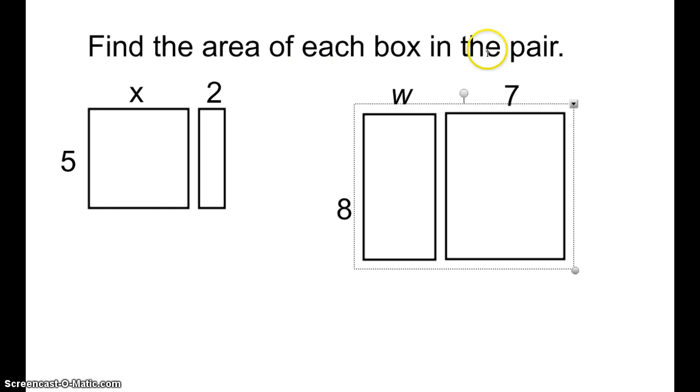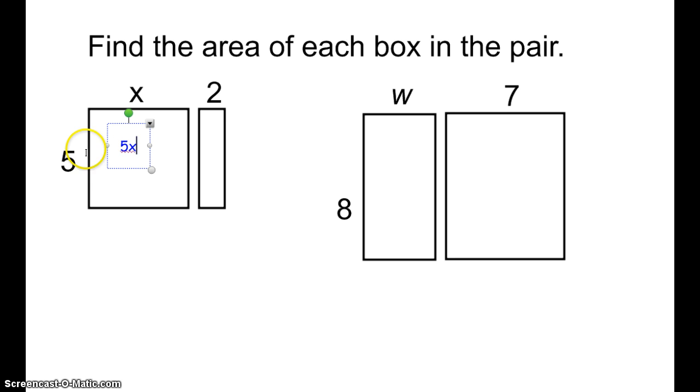Here I want you to find the area of each box in the pair. So let's look through at this box. What do I get? 5x, you've got it. Now go over to this one. 2 times 5 gives you 10. Excellent. Try this one. 8 times w and then times 7. It's right here. 8, oops, it's w, not x. And over here, 8 times 7.